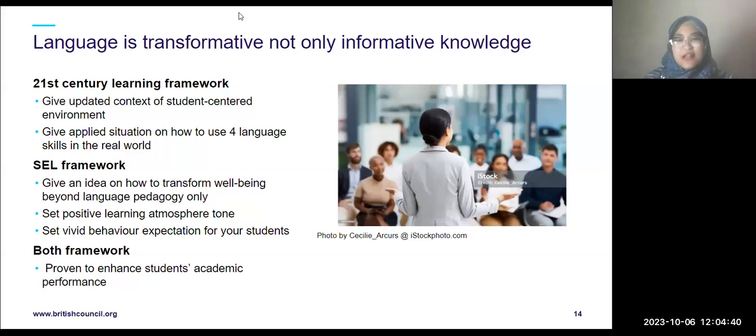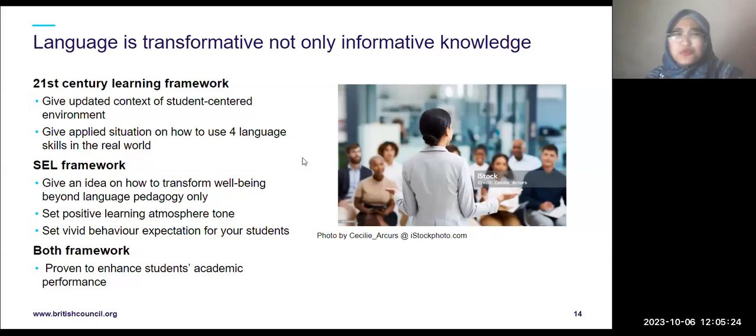So then what about the SEL framework? SEL here gives an idea on how to transform well-being beyond language pedagogy only. Again, because language is not only knowledge, it's not only paying attention to how you give knowledge, but how you can deliver the skills or transform someone who cannot read yet until they can read by certain strategies. And one of those strategies is paying attention to their emotions, touching their affective areas. And you also set a positive learning atmosphere, because learning language is good when it is a very positive learning atmosphere.